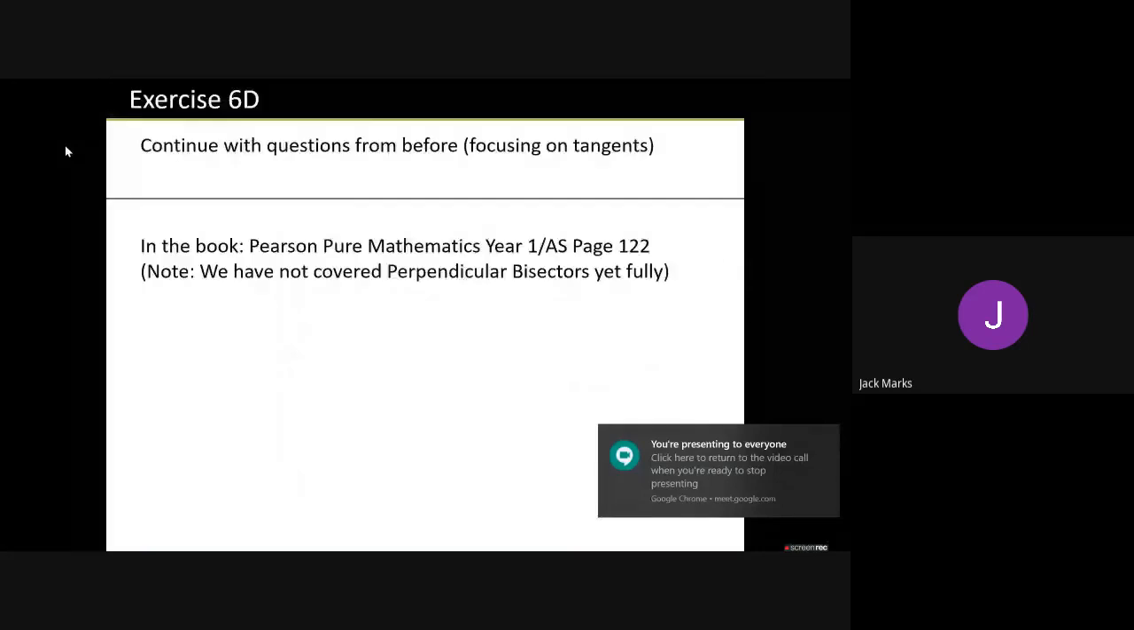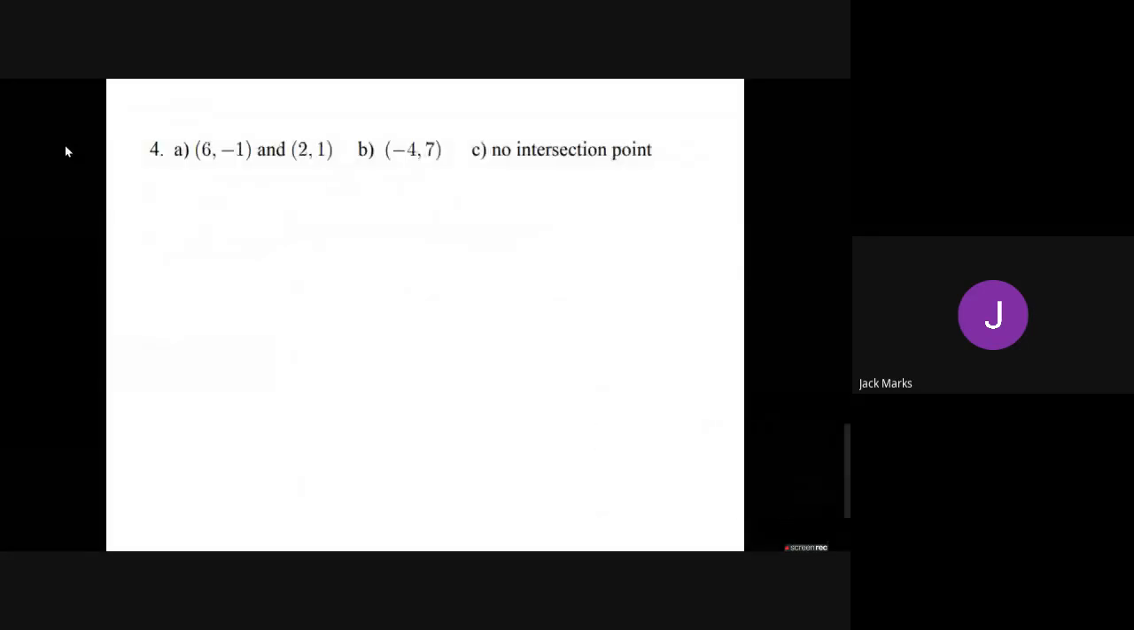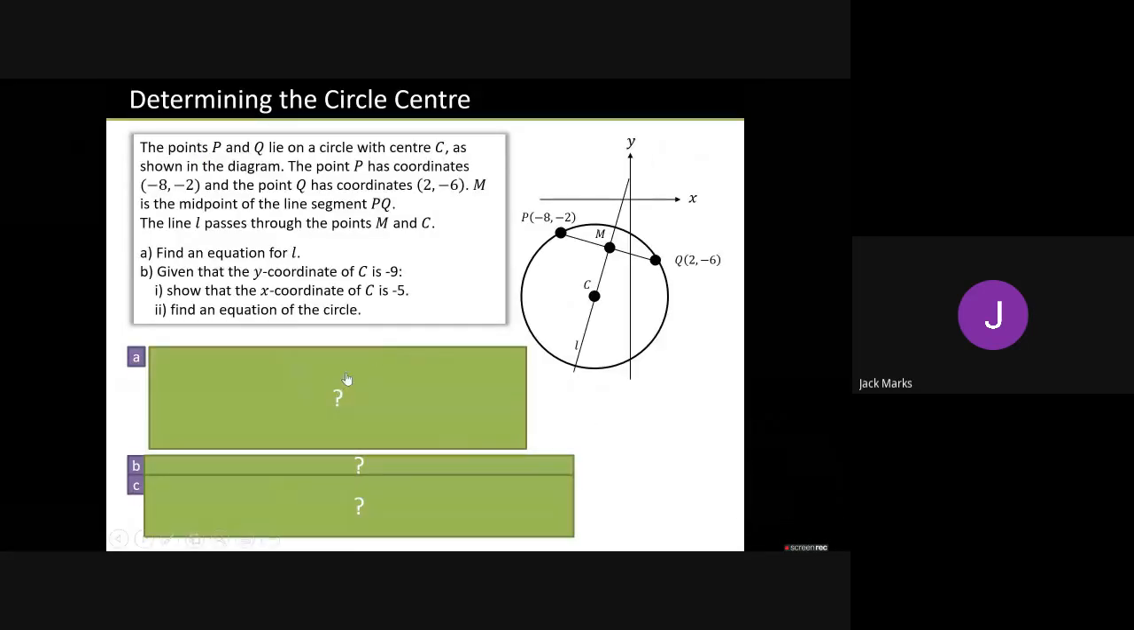Okay, so we're going to have a look at the next part, which links to 6e. So we talked about tangents last time, but now we're going to talk about perpendicular bisectors. And perpendicular bisectors go along with chords as well. So what we have in this question, we have a chord from P to Q, which makes the line segment PQ. So, we're just describing what's happening over here in the diagram.